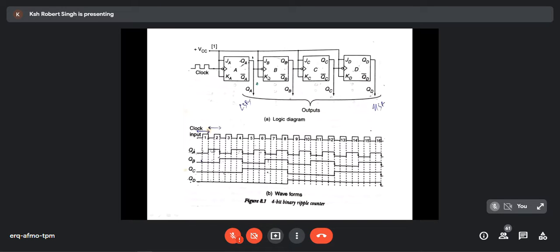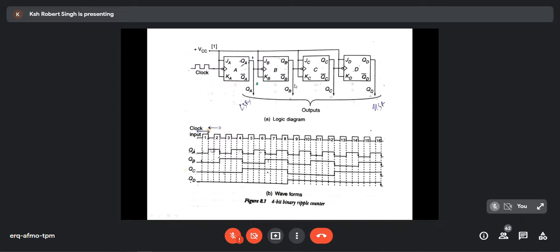This JK flip-flop requires a clock pulse, and this clock is being fed by this particular output. Similarly, this output is given as a clock, and the same is also taken as an output. This output is given as a clock, and the same is also taken as an output. Here, we don't have any other flip-flop, so we have the output here. So this is 4 flip-flops.